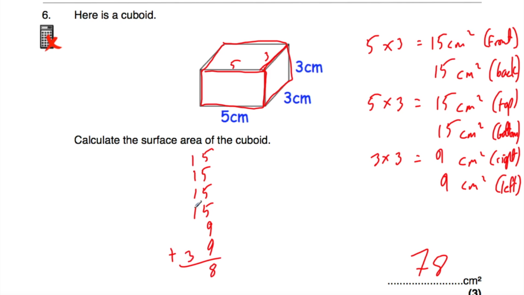1 plus 1 plus 1 plus 1 is 4, plus 3 is 7, so that's 78 centimetres squared. So that's the total surface area of that cuboid, 78 centimetres squared. Okay, let's look at our next question.